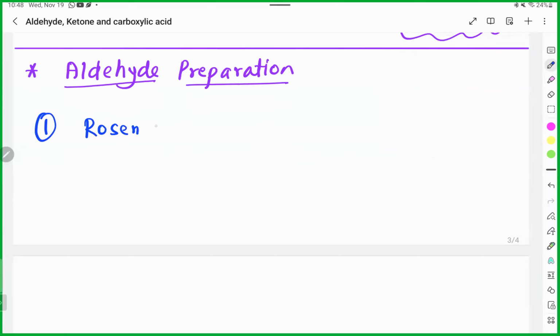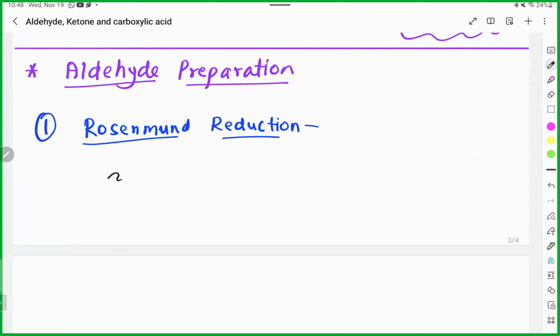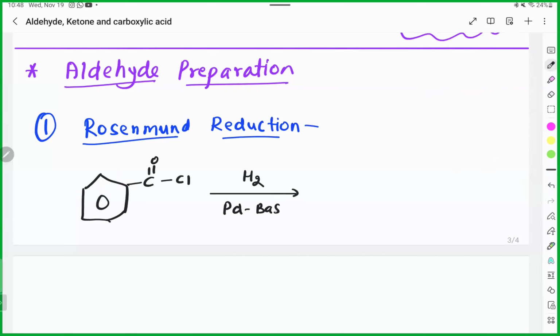So, what happened in case of Rosenmund reduction? Yes, sir. We take acid chlorides and then they are reduced in the presence of hydrogen and palladium catalyst, and then barium sulfate, to give aldehydes. So, we have a benzene ring, and this is acid halide. When you do reduction, addition of hydrogen is reduction, in the presence of palladium and barium sulfate, not sulfuric acid.